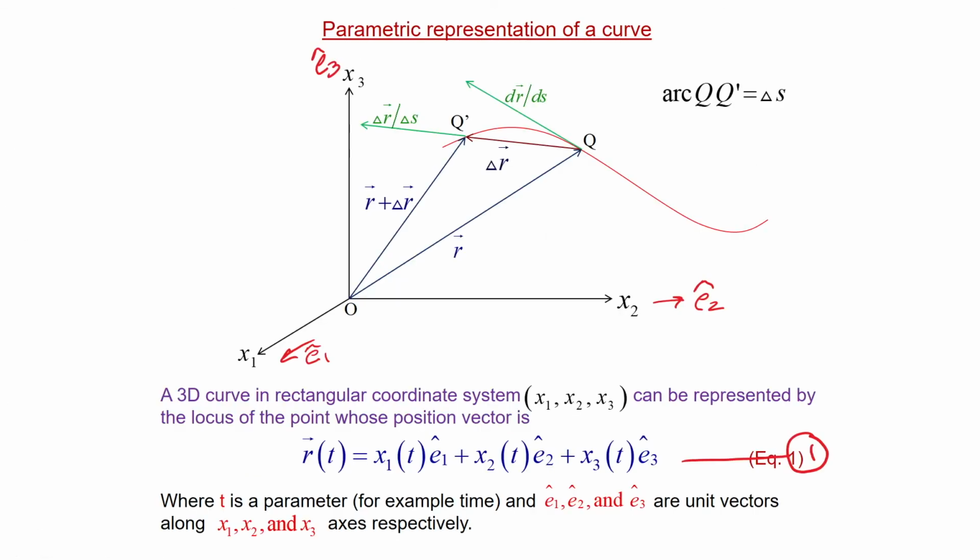Now we are trying to explain the parametric representation of a curve in a three-dimensional rectangular coordinate system. Let us say a curve, the red line, is moving and the coordinate system is defined by x1, x2 and x3, and it is moving from Q to Q dash. So from the origin the position vector is r plus delta r. Then the position vector can be defined as x as a function of t, where t is a parameter; sometimes it may be time or any other parameter.